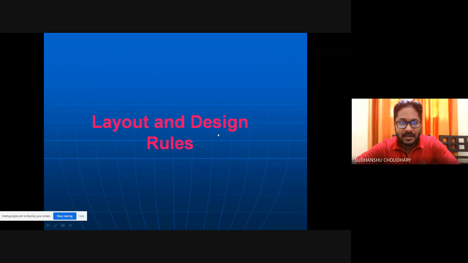So what are these design rules and how to draw the layout? That is the purpose of today's lecture. We'll understand what those design rules are and how to draw the layout using those design rules.